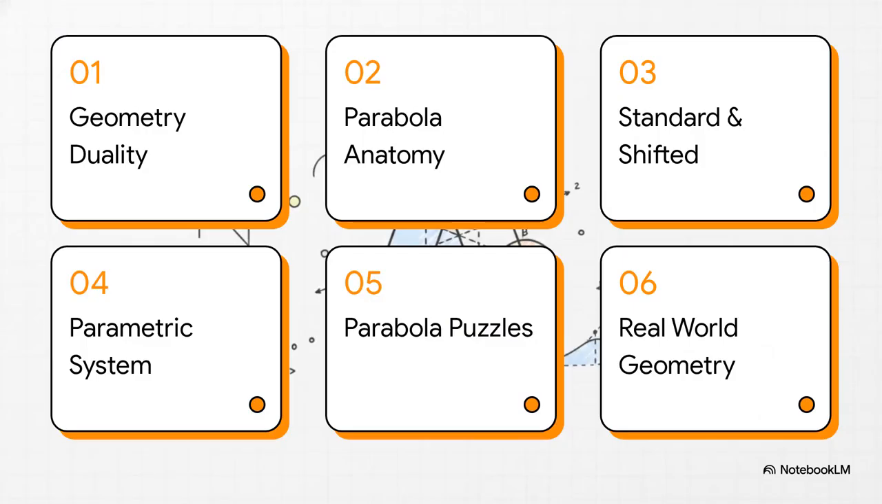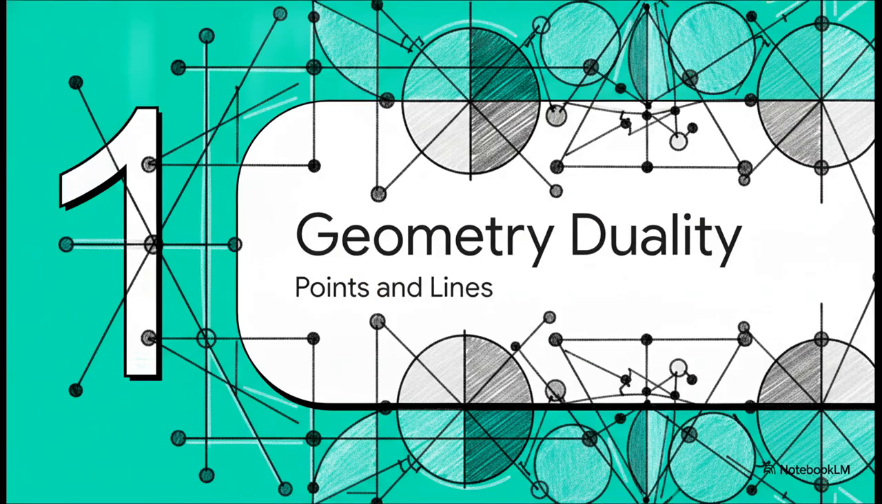So here's our roadmap for today. First, the beautiful geometry duality. Second, anatomy of a parabola. Third, standard and shifted parabolas. Fourth, the parametric coordinate system. Fifth, solving parabola puzzles. And finally, number 6, geometry in the real world. Let's get into it. Section 1.